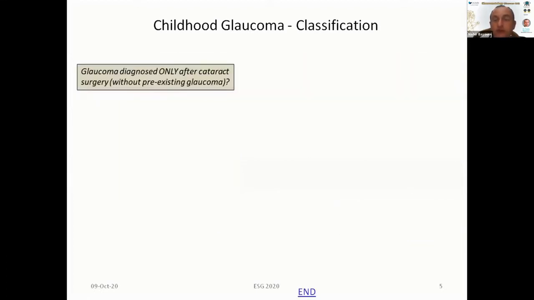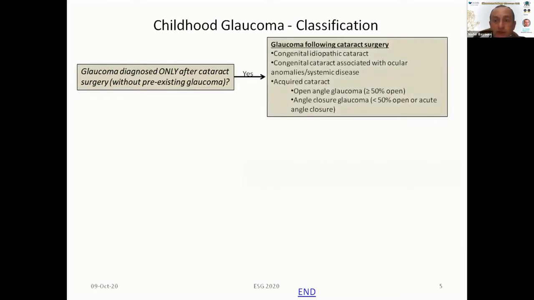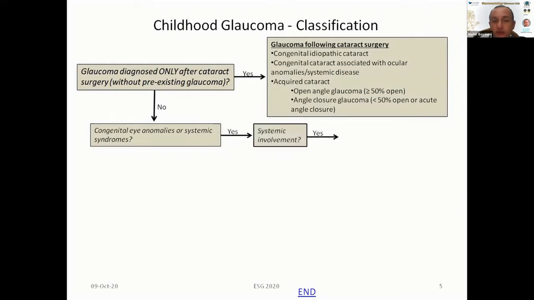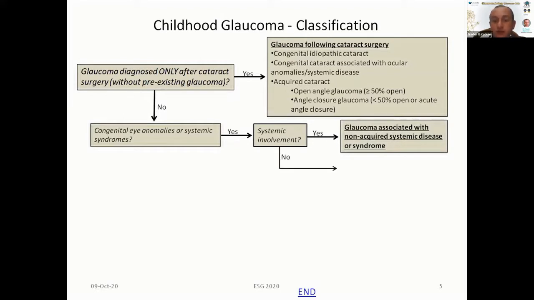So, what if any of these conditions are met, and they are met only after surgery for a cataract in a child, and the glaucoma was not present before the cataract surgery? We classify this as glaucoma following congenital cataract surgery, regardless of the type of cataract, whether idiopathic or congenital cataract associated with ocular or systemic anomalies, or even an acquired cataract. If these criteria are not related to cataract surgery, then the second question: are there any congenital anomalies in the eye or systemic syndromes? If there is a systemic syndrome, then this classifies the glaucoma as glaucoma associated with non-acquired systemic disease or syndrome. And if there is no systemic involvement, then this is a glaucoma associated with non-acquired ocular anomaly. So it's either a systemic or an ocular anomaly.